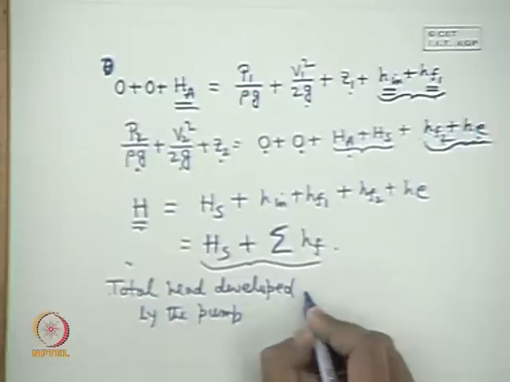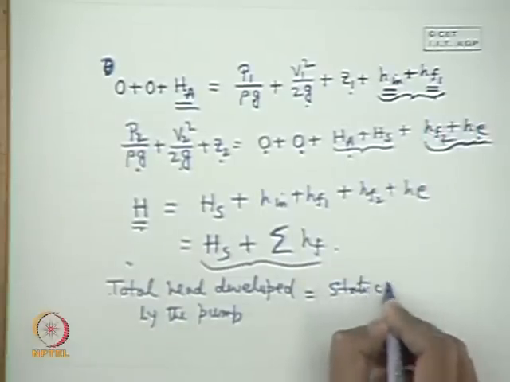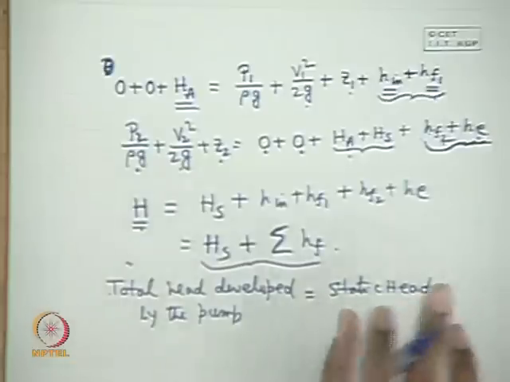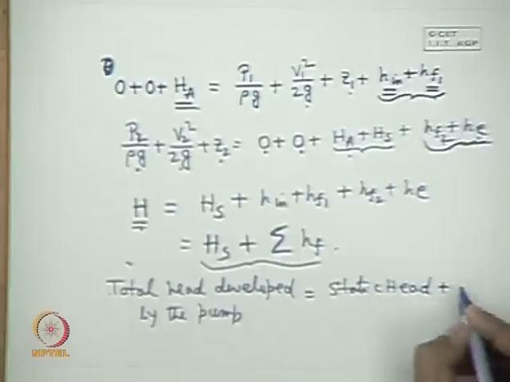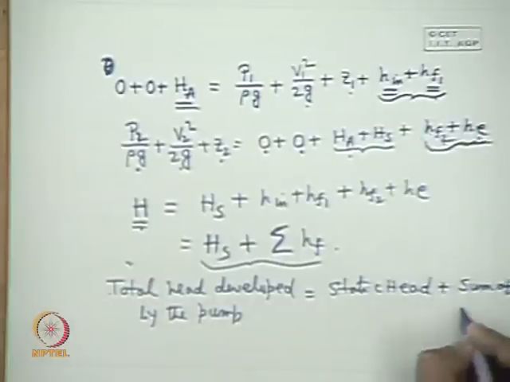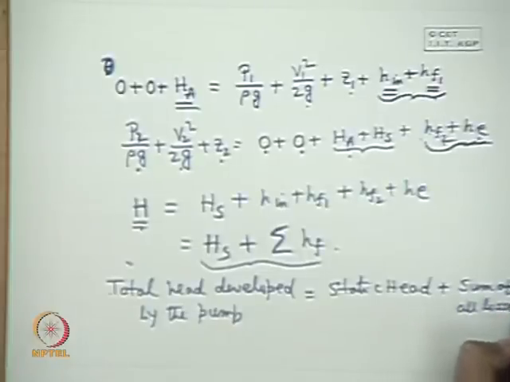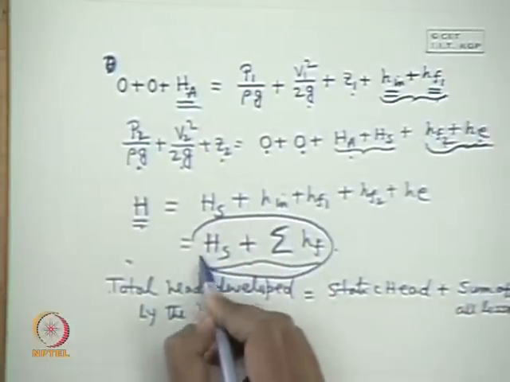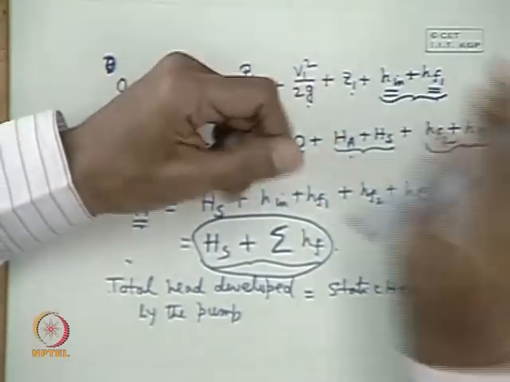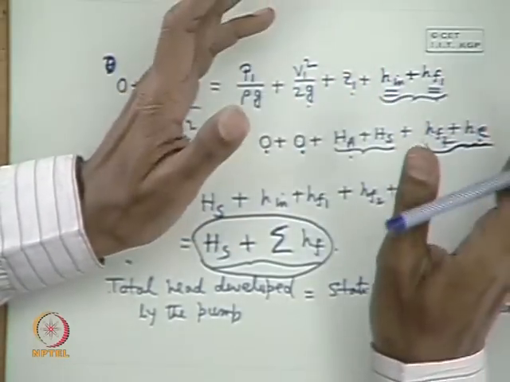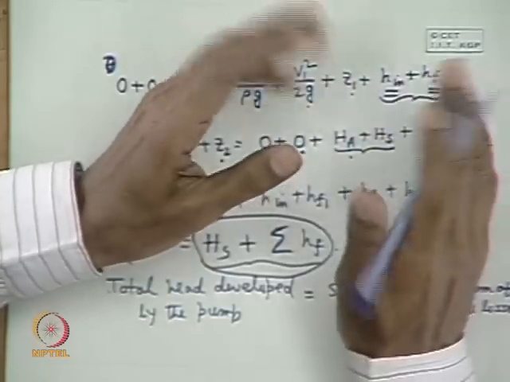total head developed by the pump is therefore equal to the static head. So, you have to immediately recall the terminology. Static head is the change of vertical height between the lower reservoir and the upper reservoir plus the sum of all losses. You have to be very careful, all losses you will have to take into account, which come into the picture, starting from the loss at the inlet to the suction pipe down to the loss at the exit of the delivery pipe. So this is the total head that the pump has to develop in pumping the fluid, that means in conveying the fluid from the lower reservoir or the sump to the upper reservoir.